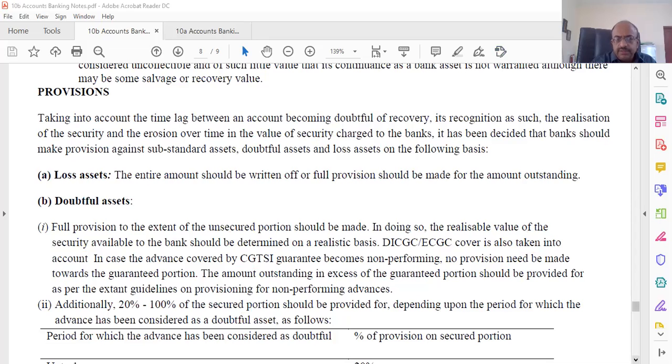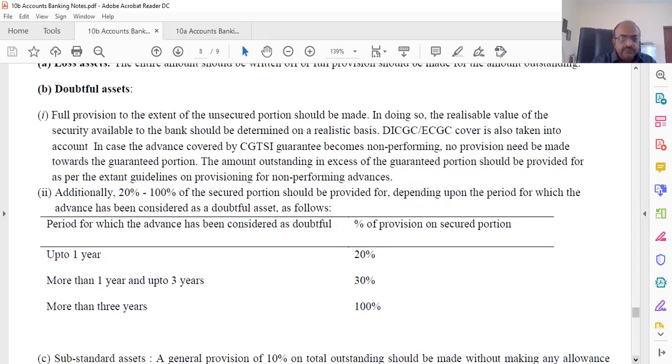What is the thing that is given? See, up to 1 year, 20%. This only we are talking about, doubtful. 20%. More than 1 year to 3 years, 30%. And this is 45%.